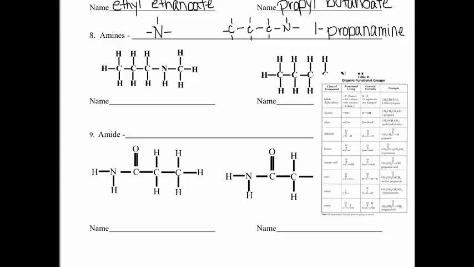So let me show you what 2-propanamine would look like so you know what I mean. When we have 1-propanamine, the number 1 carbon is attached to the amine group. Here, it's the number 2 carbon that's attached to the amine group. So this would be 2-propanamine.